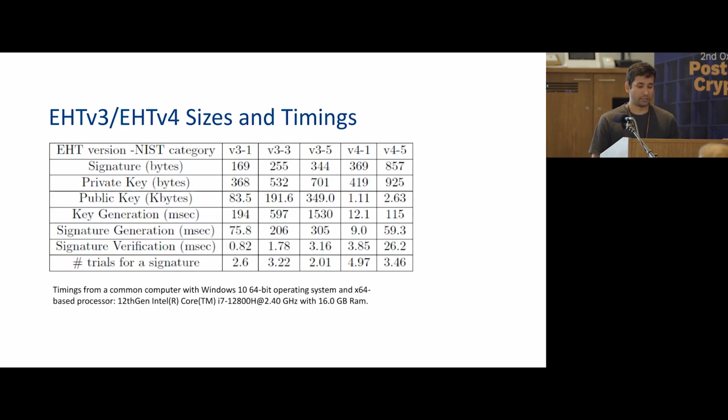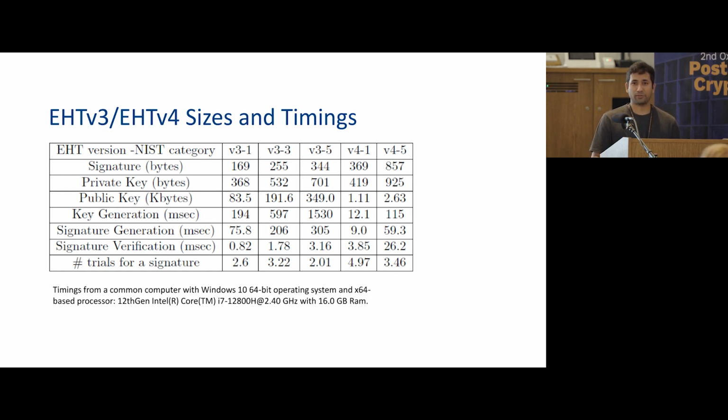Now, coming to sizes and timings for both versions. As you can see in the signature, version 3 does much better than version 4 by almost a factor of 2.5. And for private key sizes, again, version 3 does better, but when it comes to public key sizes, you can see that version 3 public key sizes are in the very high kilobytes, whereas version 4 is pretty small. All the generation times are expressed in milliseconds here.